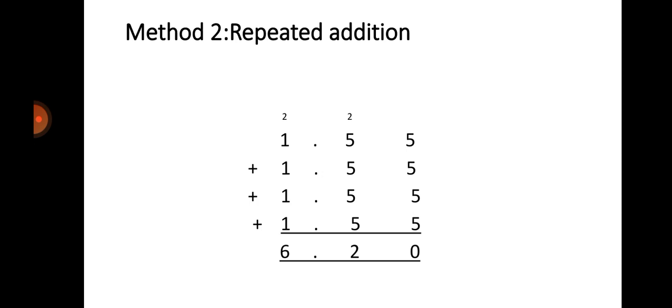So 5 plus 5 plus 5 plus 5 is what? 20. Write down your 0. Take 2, keep it on top. 5 plus 5 plus 5 plus 5 is 20, plus that 2 on top, 22. Write down the 2. Keep the other 2 on top also. 1, 2, 3, 4, plus the 2, 6. You have 6.20, exactly the same answer that we had earlier. So any of the methods that you use for your multiplication, you are correct. Very simple. So this is our first step to multiplication and division of fractions.